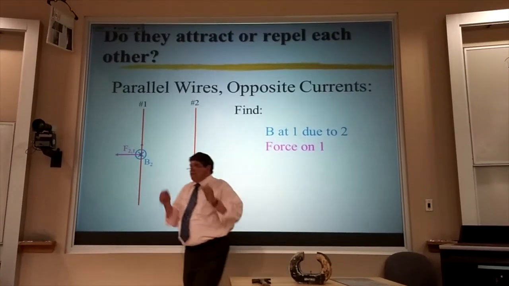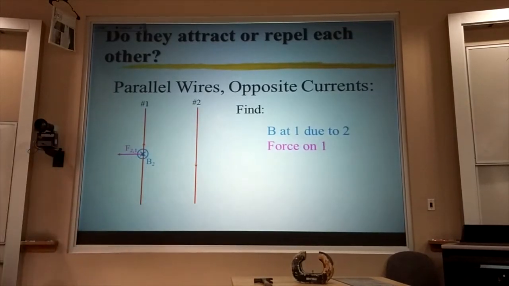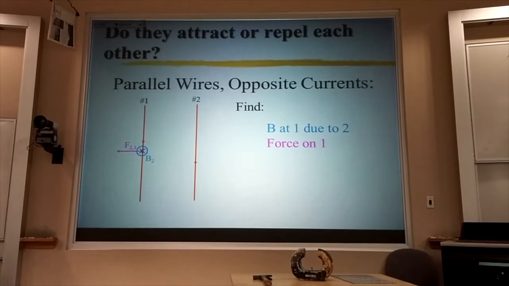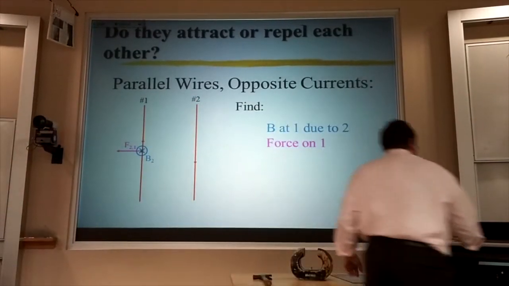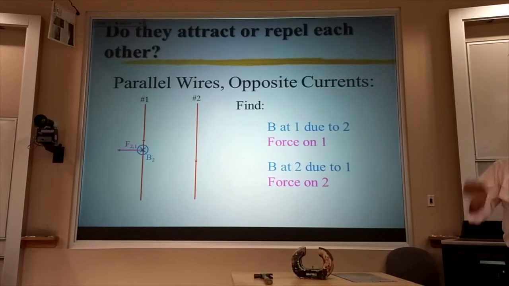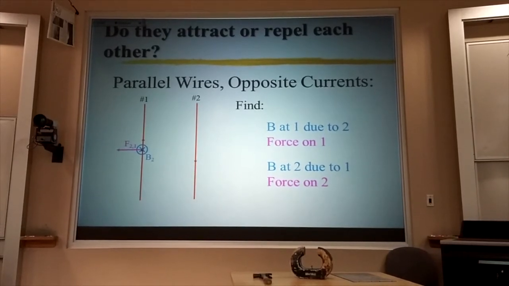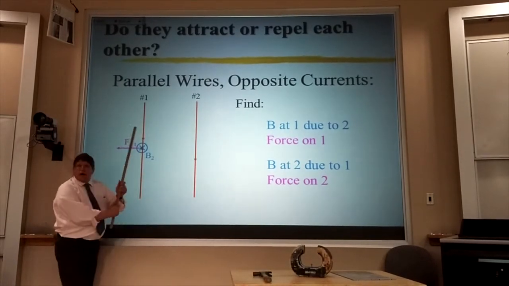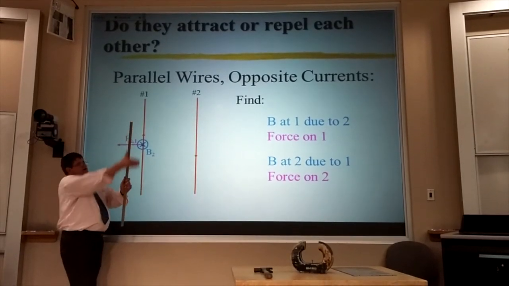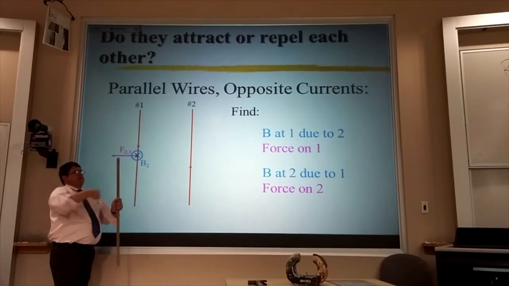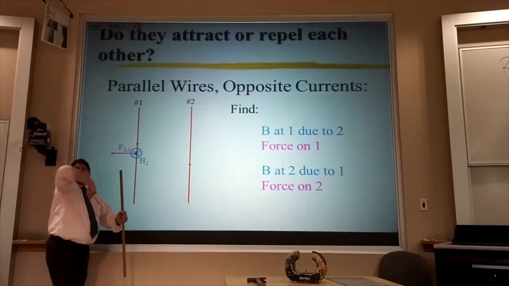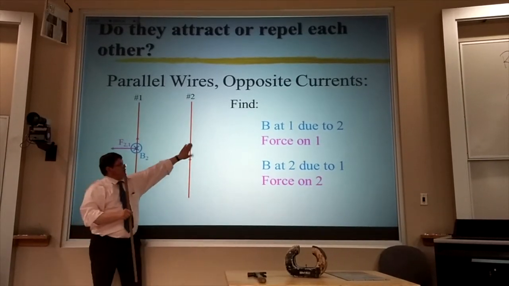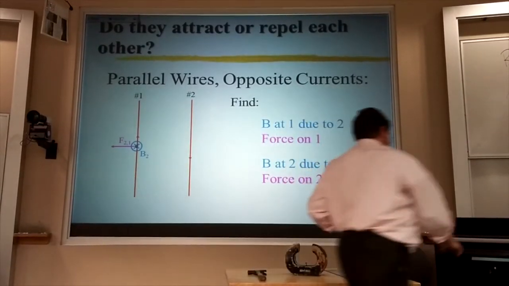But what if I don't believe Newton's third law? What if I was raised in a house of unbelievers? You know, just, I don't know. And so I would have to go back to the beginning. And I would say the force on two is caused by one. So now I care about the field created by wire one. Well, it's got current going up, which means its field lines go around this way. I don't care about the field everywhere, only over here where it's doing the pushing at that dot. Okay?